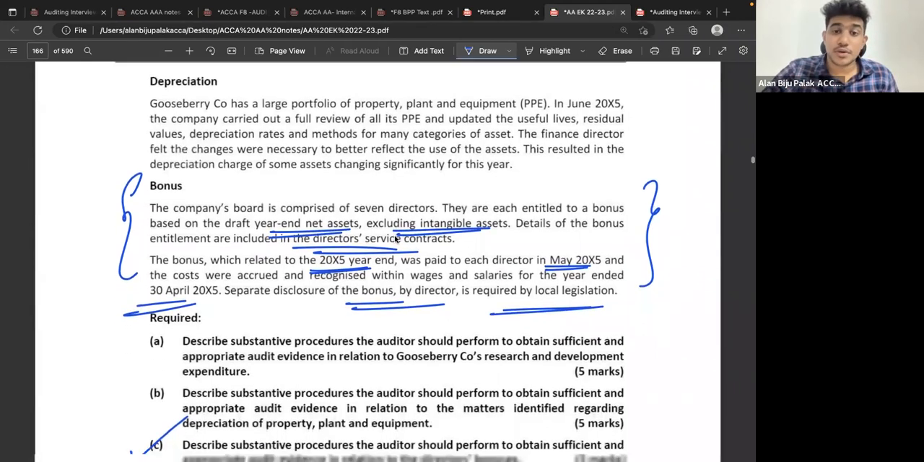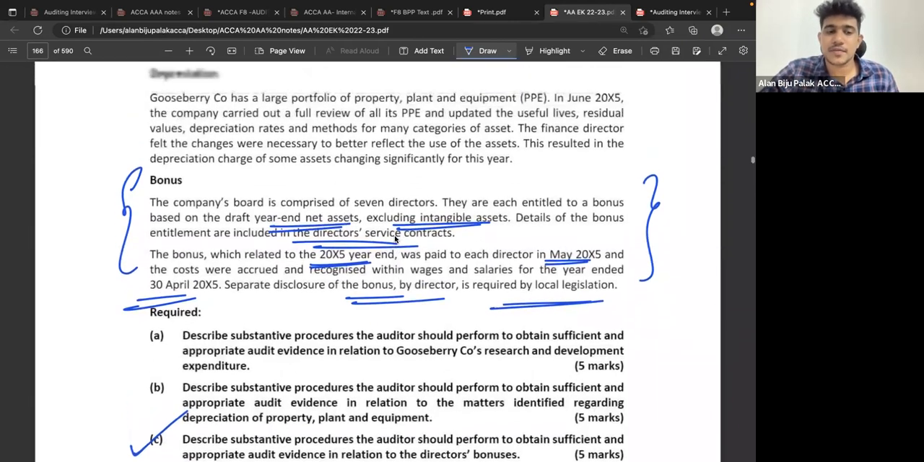Okay. So this is how you will be matching the points which we already learned with that of the scenario.